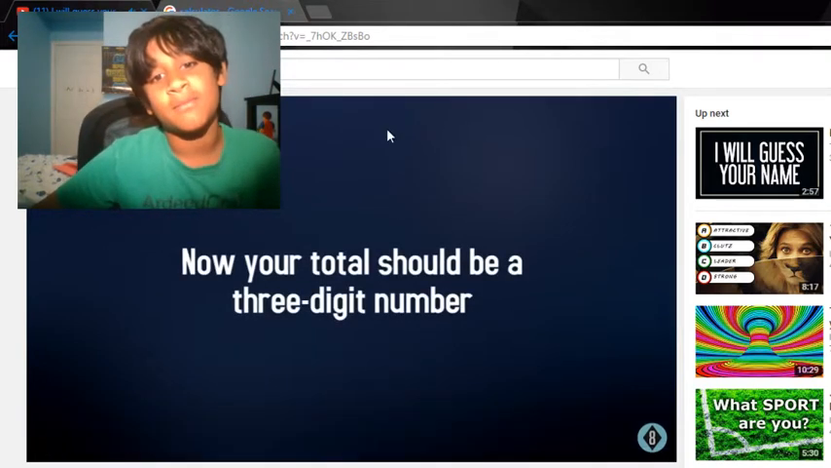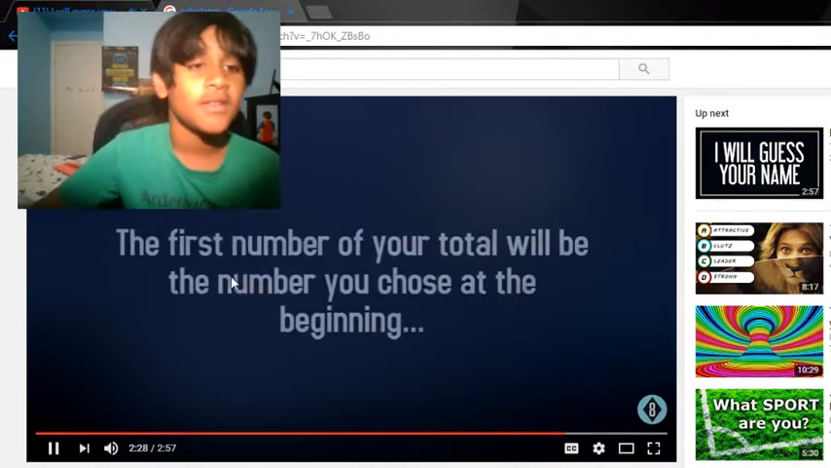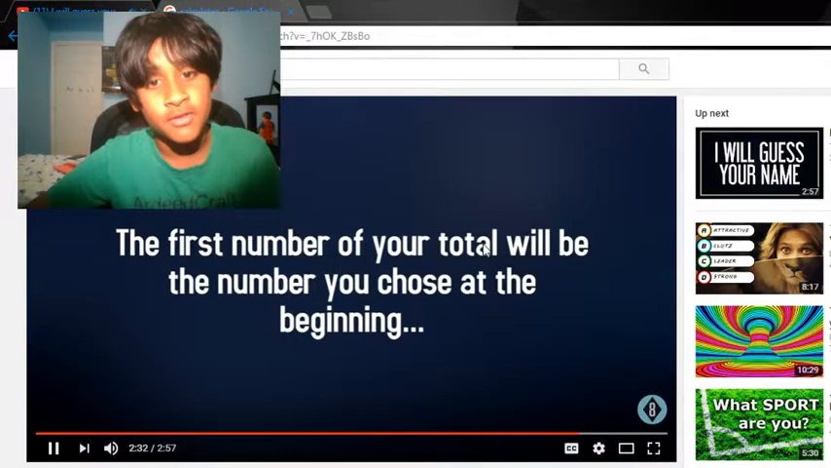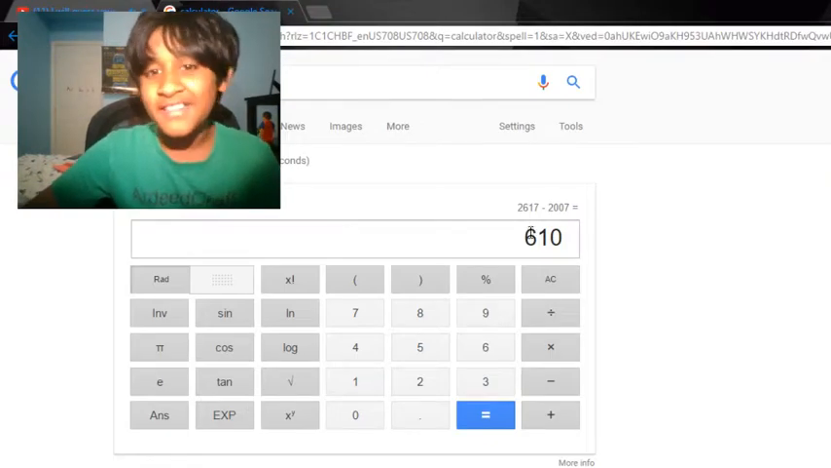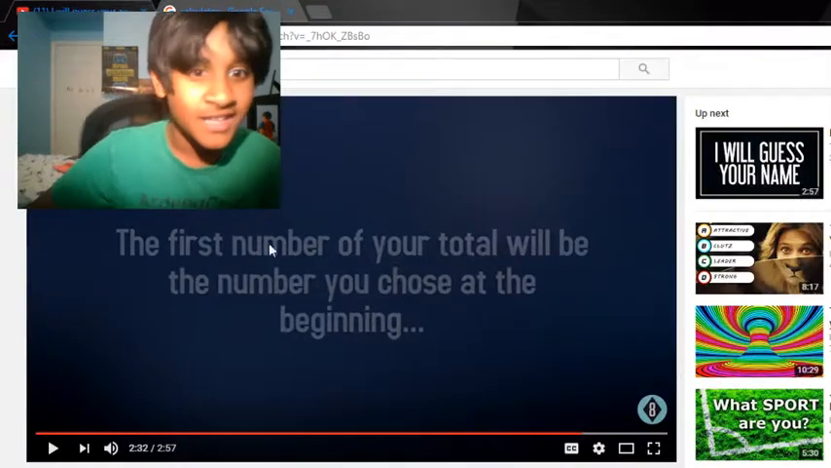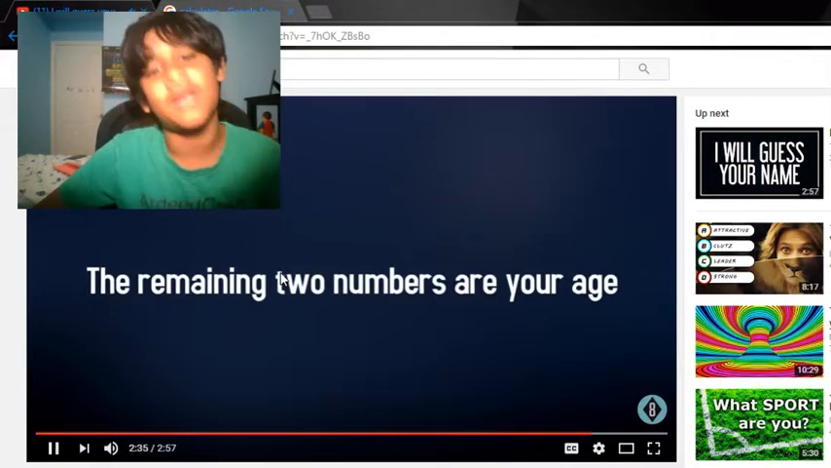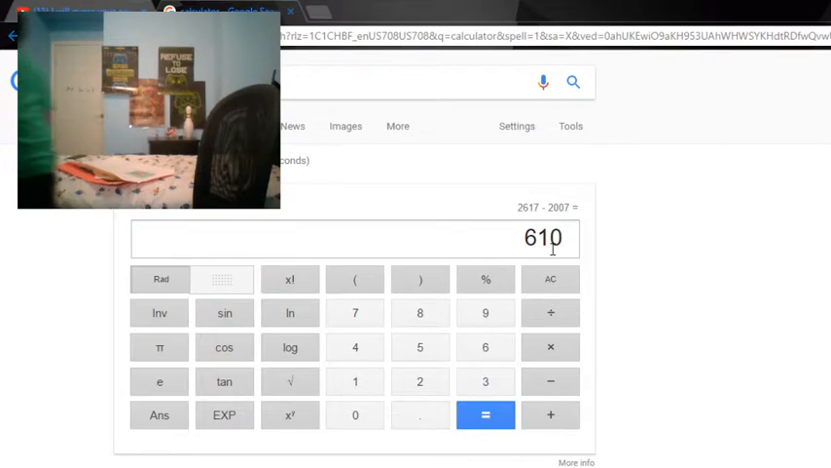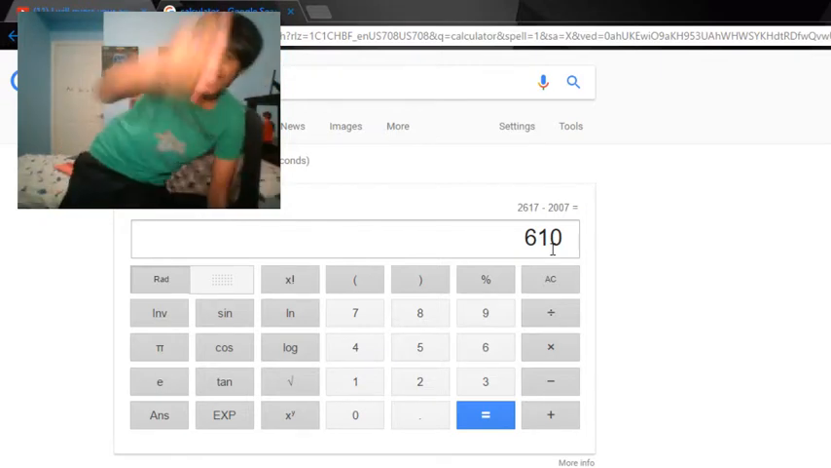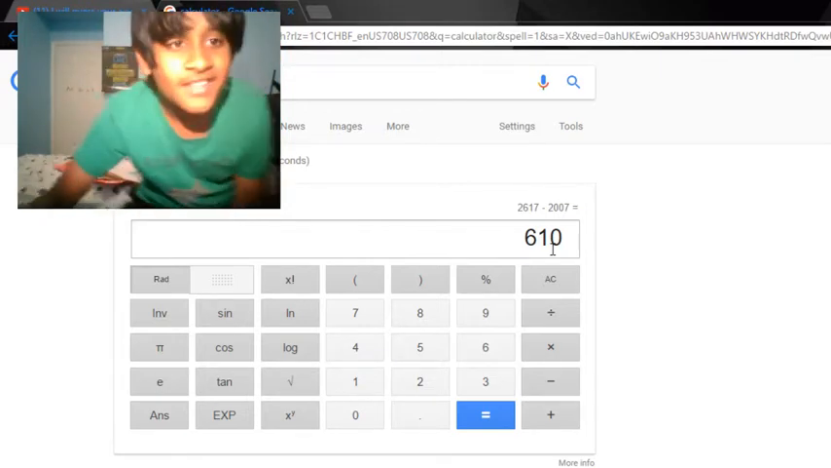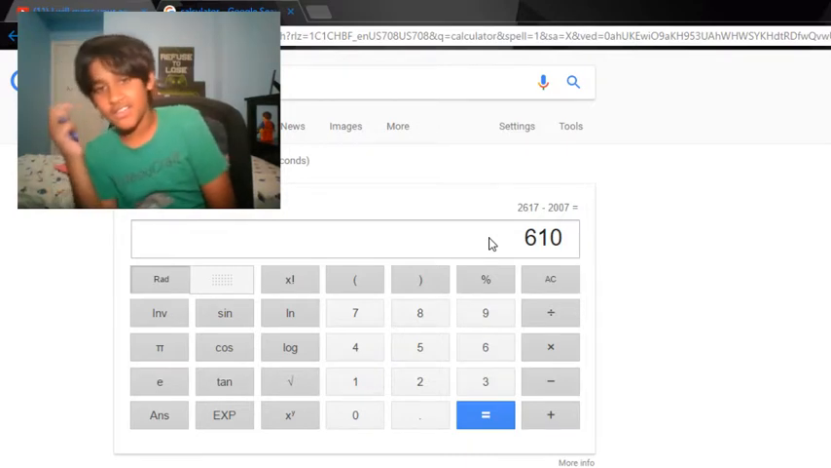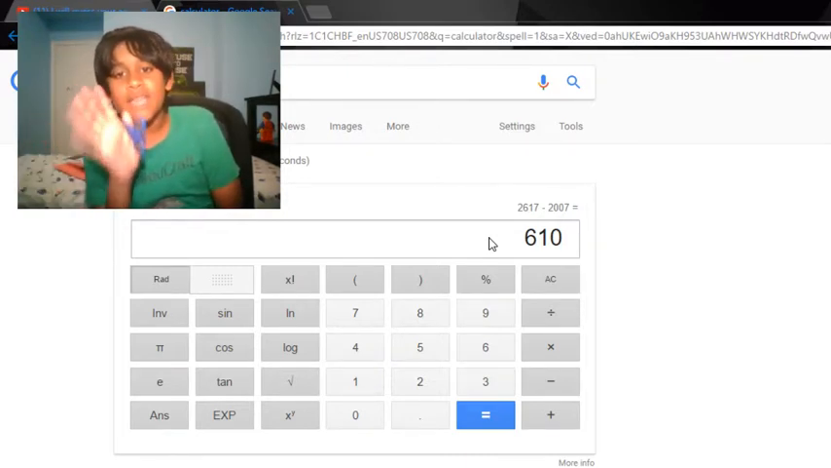Now you should have a 3-digit number. The first number of your total will be the number you chose at the beginning. It's right! It's 600! And I picked 6! What the freak? The remaining two numbers are your age. How is this possible? How is this freaking thing possible? I chose 6 and I'm 10. What? How does that make sense?